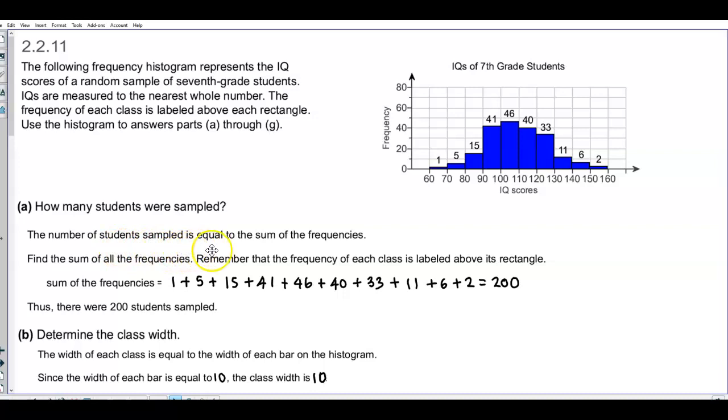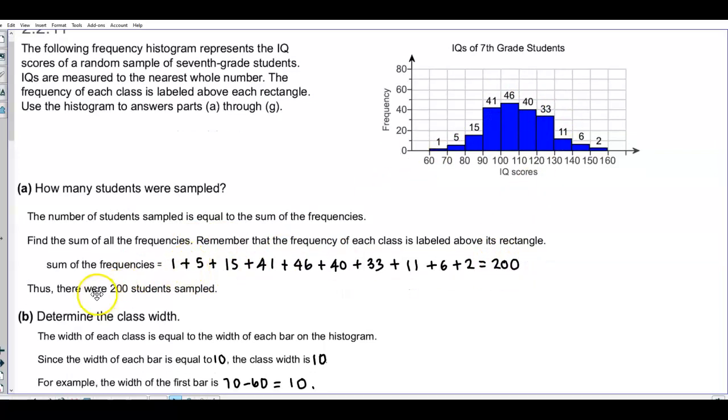The number of students is equal to the sum of the frequencies. So you want to find the sum of all the frequencies, and remember the frequency of each class is labeled above its rectangle. So the sum of the frequencies is adding up all these numbers, and we get a total of 200. So therefore, there were 200 students sampled.